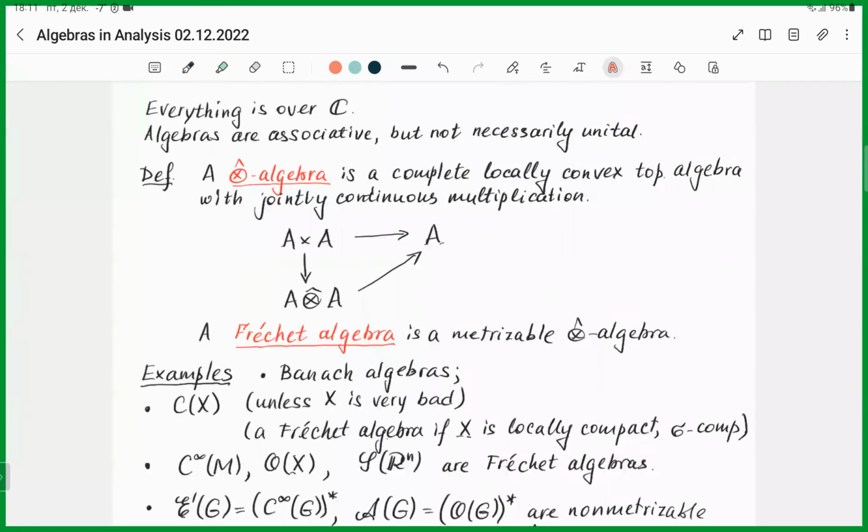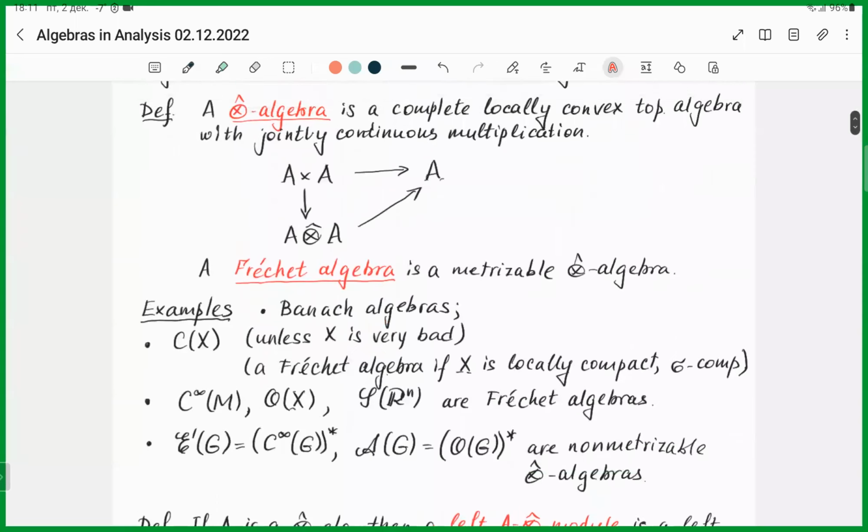Here are some examples of topological algebras. First of all, it's clear that Banach algebras are topological algebras in our sense. Next, if X is a topological space, which is not very bad, then C(X), the algebra of continuous functions on X equipped with the compact-open topology, is a topological algebra. If X is very bad, then it is not complete. But if X is nice enough, then it is complete. And in particular, if X is locally compact and sigma-compact, then C(X) is a Fréchet algebra. Next, the algebra of smooth functions C∞(M) on a smooth real manifold, the algebra of holomorphic functions on a complex analytic manifold, and the Schwartz algebra over R^n, all of them are Fréchet algebras.